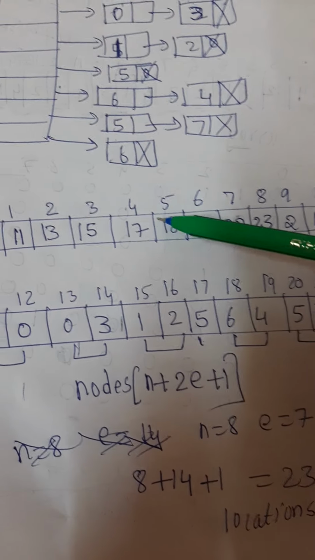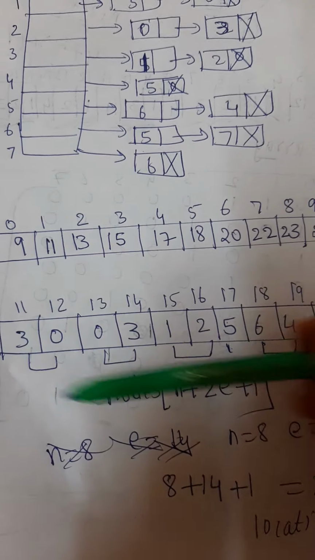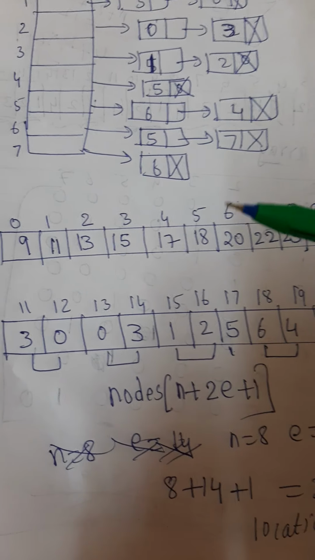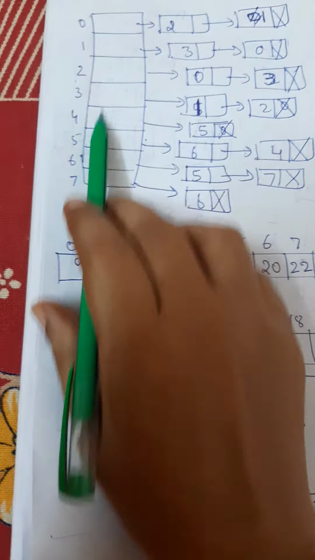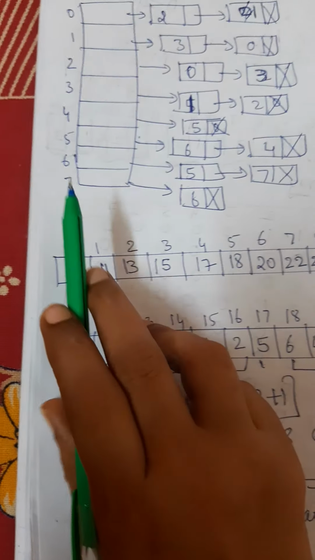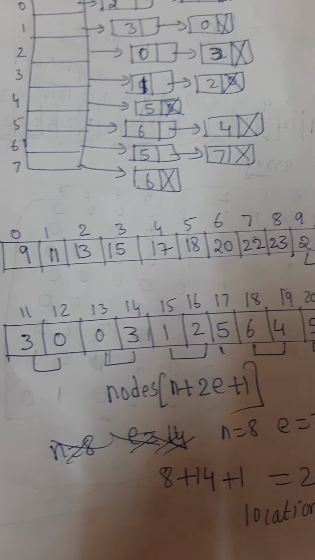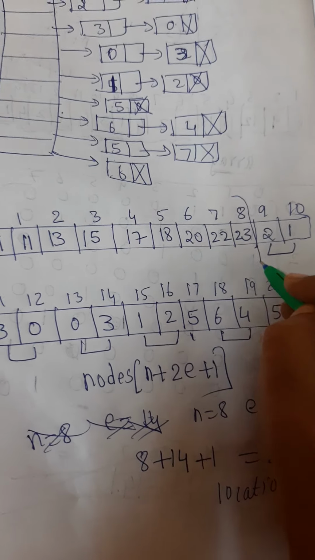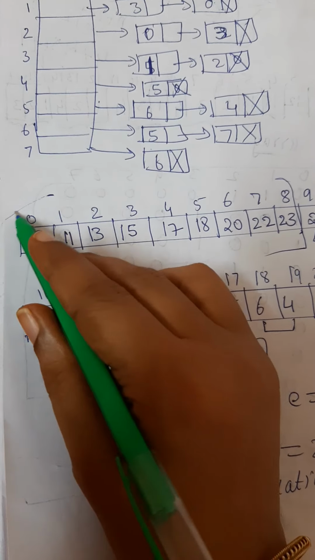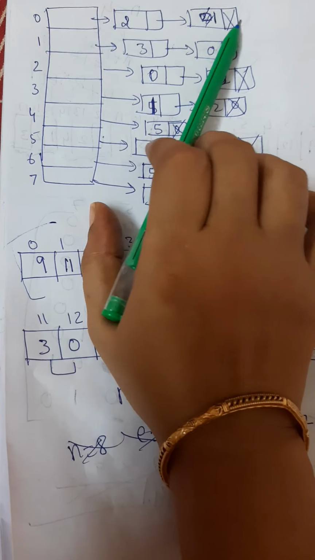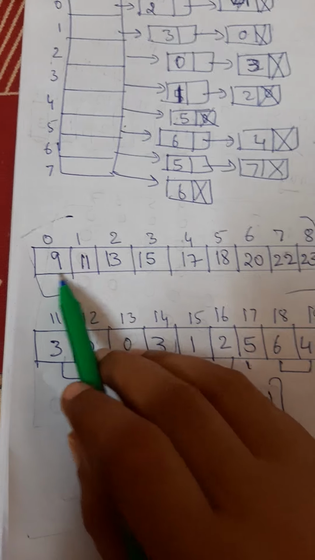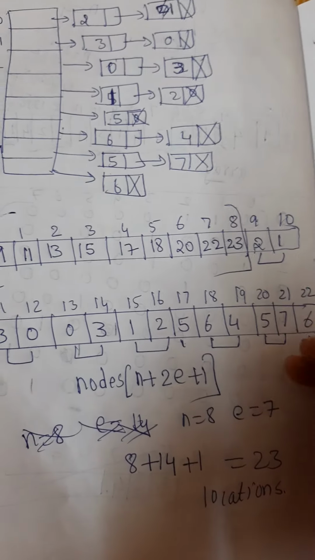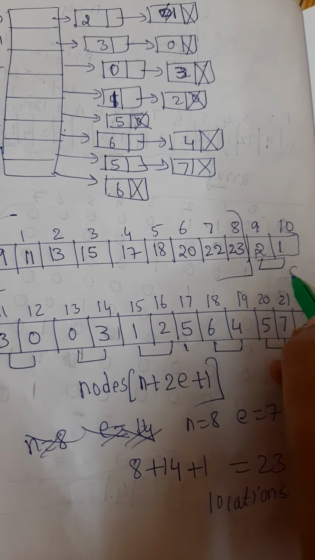Now, let us take the array. How to take the array? So how many do we have? Total 8, 0 to 7, plus 1 for extra. So up to 8. Now what are the adjacent vertices of 0? 2 and 1. Where is it starting at? 9. So 9 it is starting. So 2, 1. This is completed for 0.